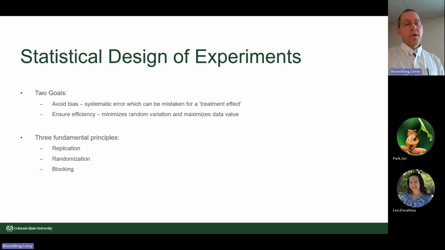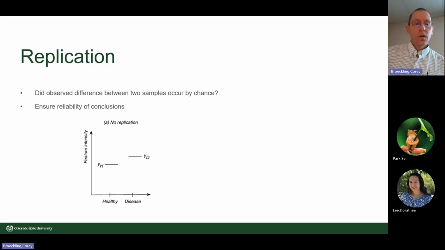This is achieved through three fundamental principles: replication, randomization, and blocking. And we're going to spend a little bit of time on each of these. So replication is looking at more than one individual. So if you have two groups, a healthy and a disease, and you see a difference in quantity, but your n equals 1 for each group, you can see that they are not the same.